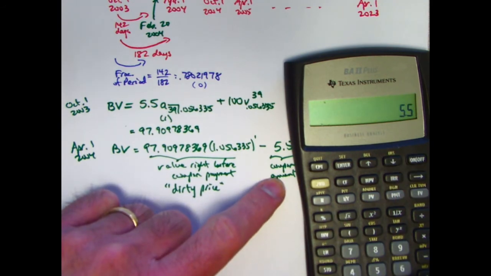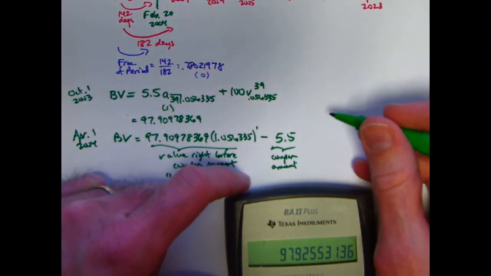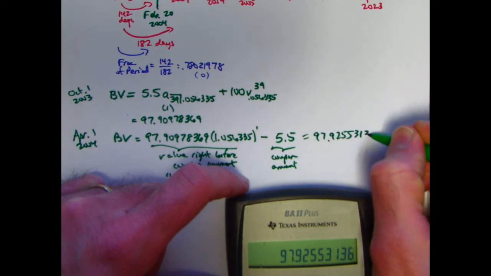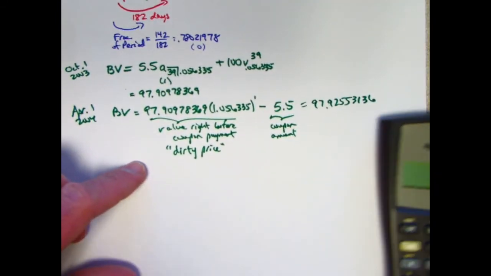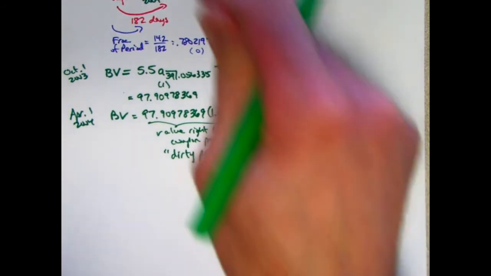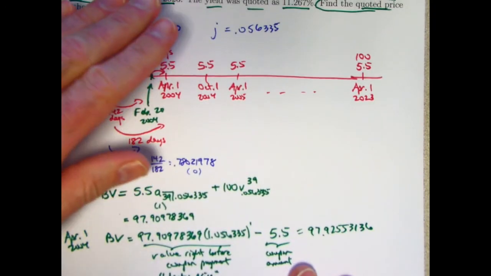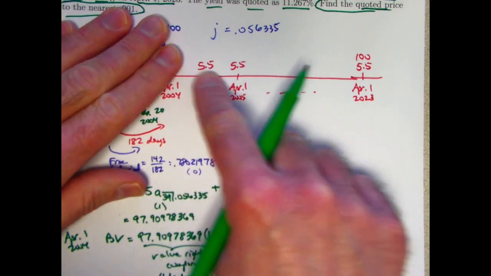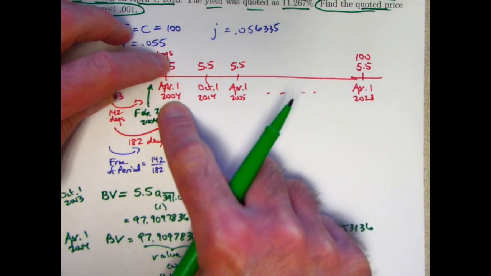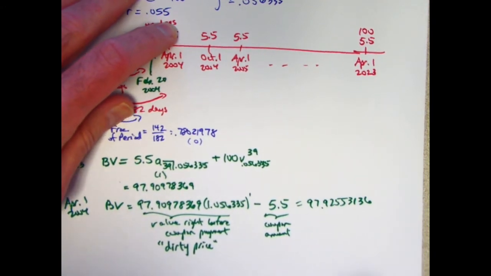Subtract the coupon payment, 5.5. Get 97.9255.3136, of course you'd round that. Okay, so that would be the book value right after that coupon payment on April 1st, 2004. You should check this on your own, could find that as the present value of the remaining payments, including the redemption amount, not including the 5.5 here on April 1st. Think about it as an annuity immediate. You should confirm that you get the same thing.